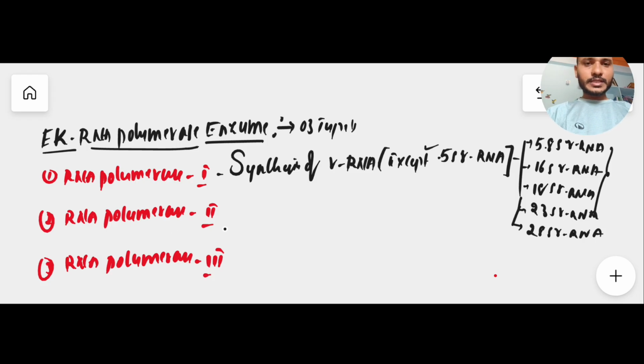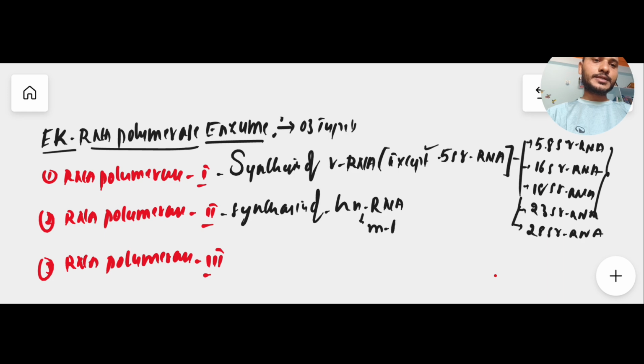Now coming to RNA polymerase 2, this enzyme helps in synthesis of hnRNA, heterogeneous nuclear RNA, and it is a precursor of mRNA. So from each hnRNA there is formation of mRNA, messenger RNA. So we can remember RNA polymerase 2 helps in mRNA synthesis, also hnRNA synthesis.